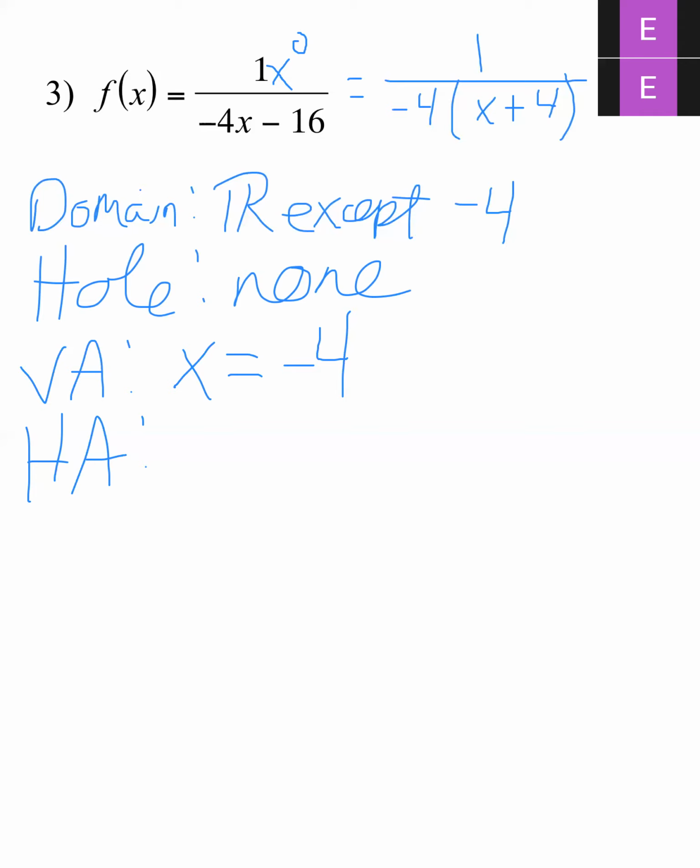The degree of my denominator is 1. So the degree of the numerator is less than the degree of the denominator. We're looking at the very first bullet on your note sheet. When the degree of the numerator is less than the degree of the denominator, you have y equals 0 as a horizontal asymptote. You don't need to compute it. It's always just going to be y equals 0 if you have that scenario. Okay? All right, let's try one more together.